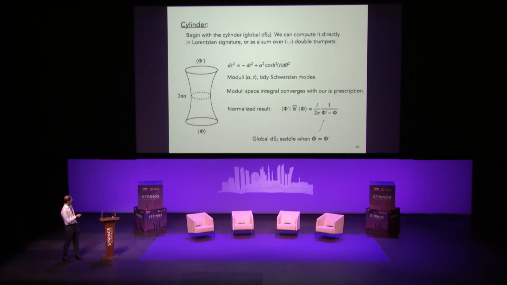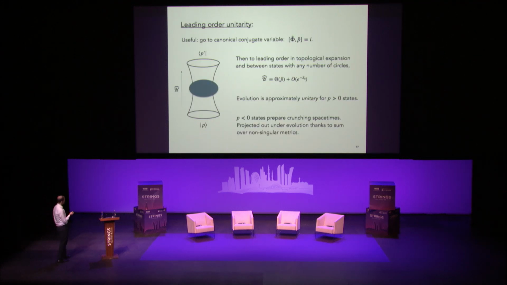In the canonical conjugate variable, u becomes just a theta function to leading order in genus expansion. You may recognize this if you stare at this for a little bit. This is just a Fourier transform of the theta function. So in fact, that statement is true to leading order in topological expansion with any number of circles in past and future. If I think of this operator in the cylinder approximation, what is it?